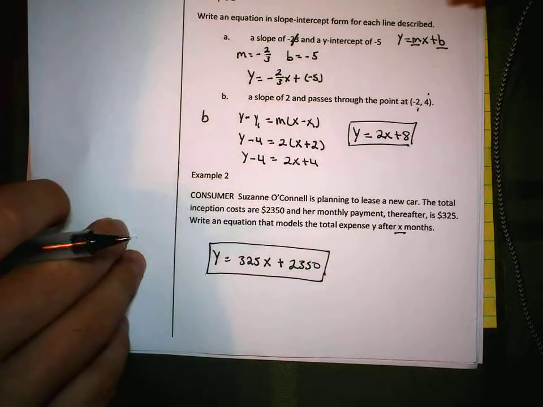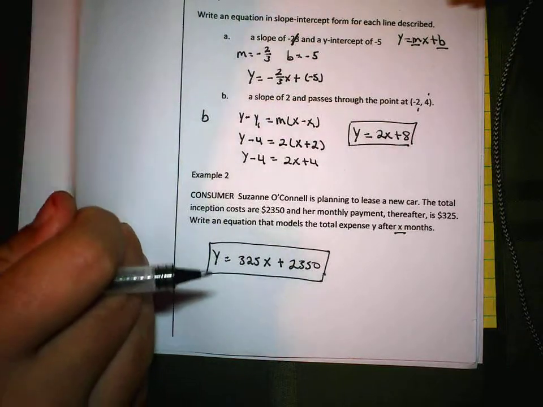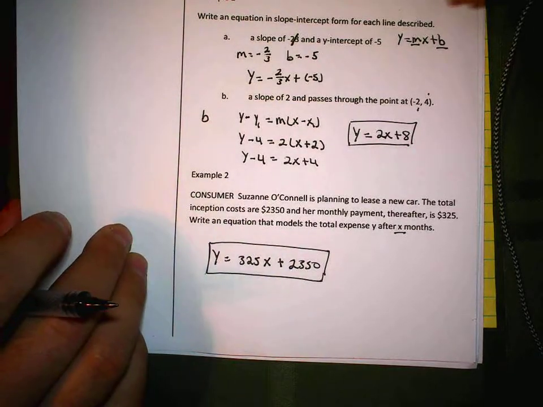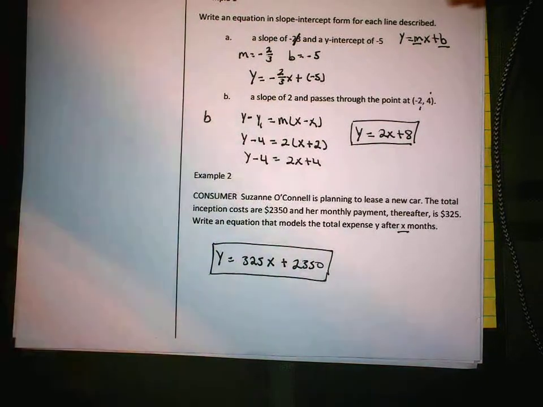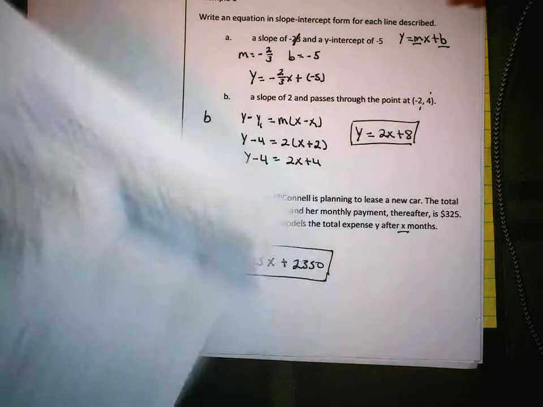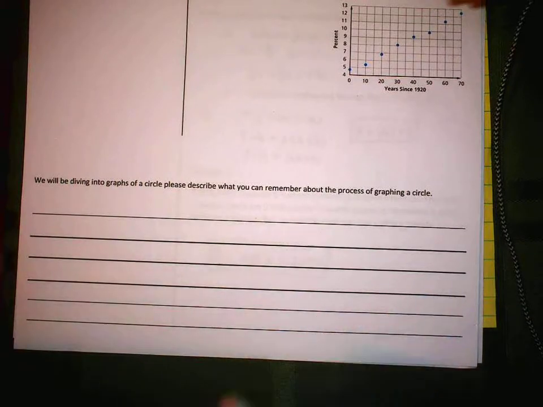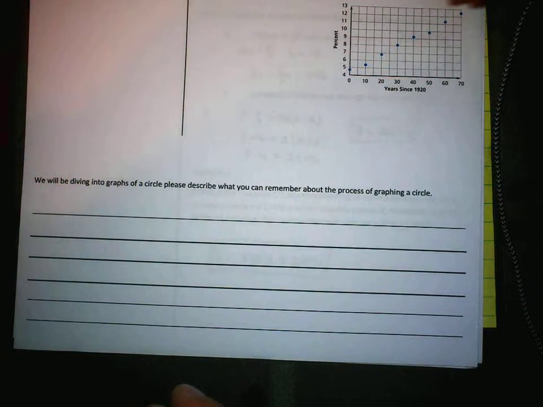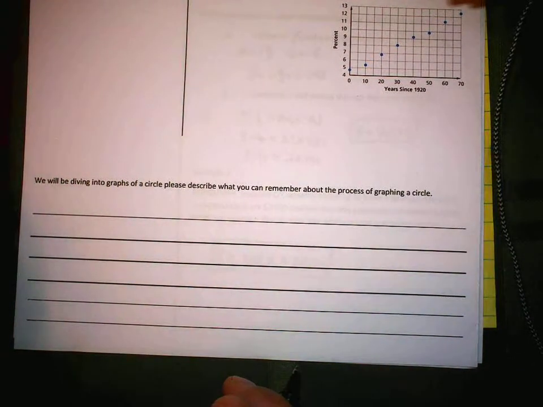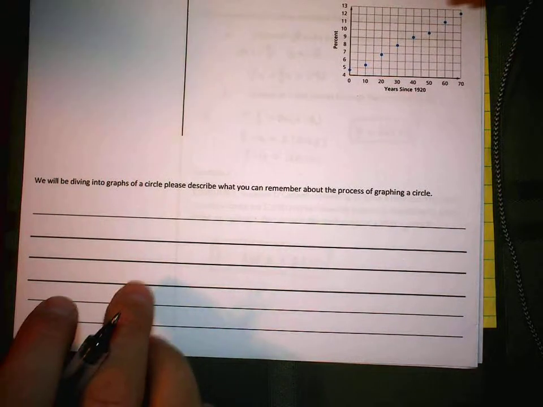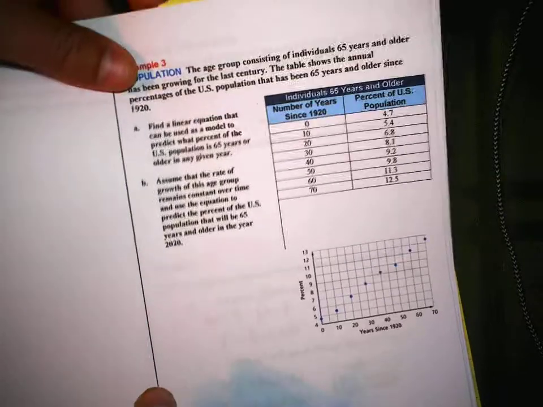Alright, and missing the other page. Where did it go? Alright, so third page. Example number 3, population. The age group consisting of individuals 65 years and older. Oh, you guys can't see it. Pay attention to what I'm doing. Here we go.